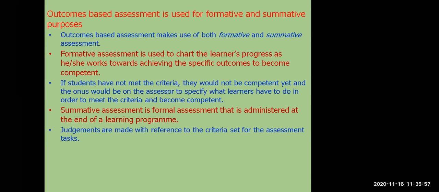And the onus would be on the assessor to specify what learners have to do in order to meet the criteria and become competent. That means the assessor, I as a teacher, am the assessor. I will tell the student that, okay, this is the thing missing. I cannot tell them that you have failed and you go back. No. I say, okay, this was the level required. I wanted level 10 and you have come to level 7. But I want you to come to level 10, and you do such more things so that you are able to perform at level 10.